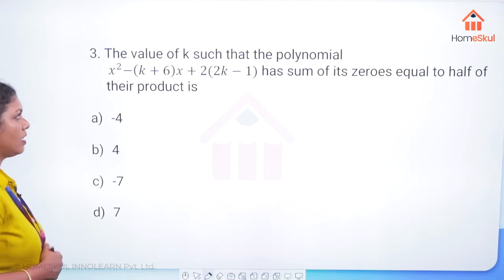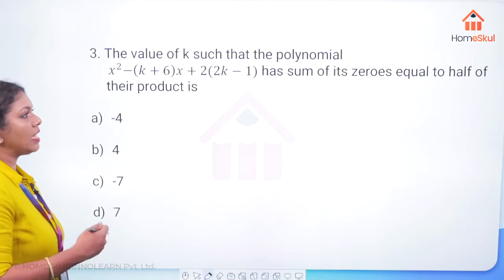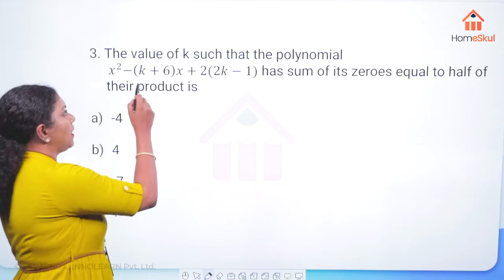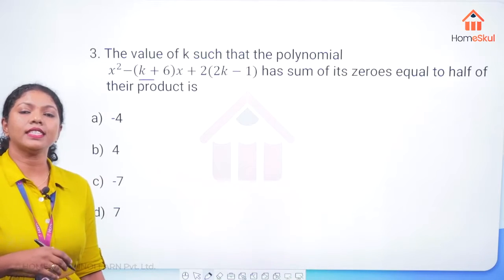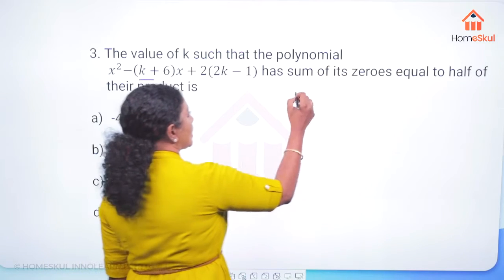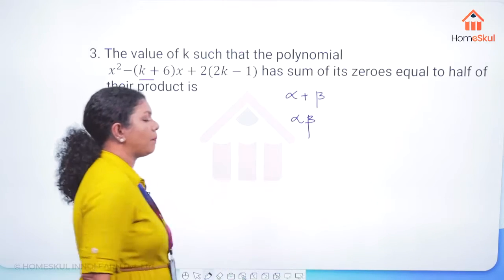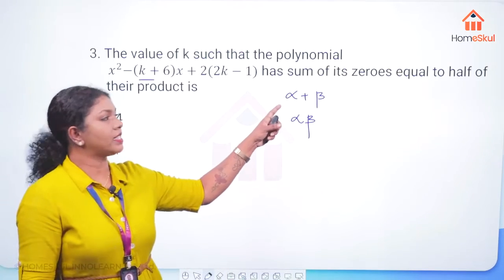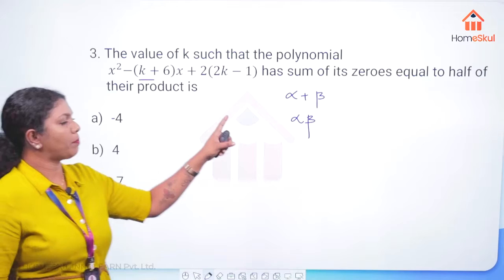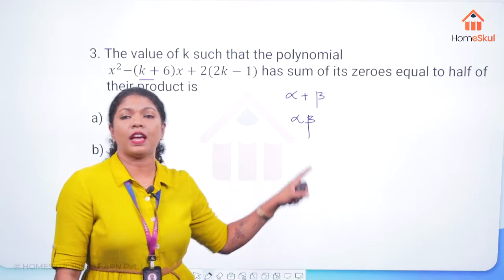The value of k such that the polynomial has the sum of its zeros equal to half of their product. So we have a polynomial given in terms of k, and they say that the sum and the product are connected. How are they connected? Let us consider the sum as alpha plus beta, and the product as alpha into beta. They are saying that alpha plus beta, the sum of its zeros, is equal to half of the product, so alpha into beta divided by 2. Alpha plus beta is half of alpha into beta.